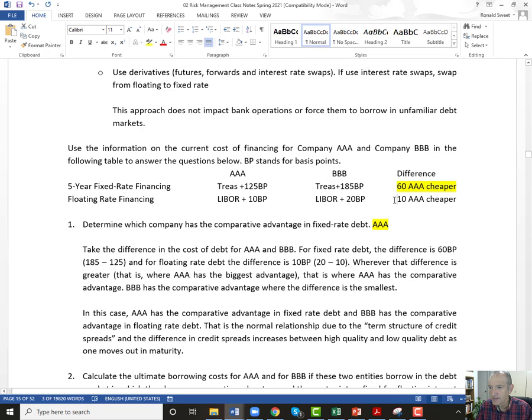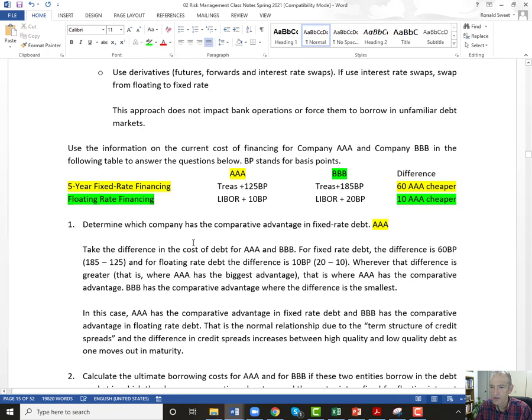60 is greater than 10. Wherever this number is bigger, that's where AAA has the advantage. Wherever this number is smaller, that's where BBB has the advantage. Comparative advantage, all right? Be really, really clear on this. AAA has the absolute advantage in both. They're cheaper on both, but AAA has the comparative advantage in fixed rate, and BBB has the comparative advantage in floating rate.